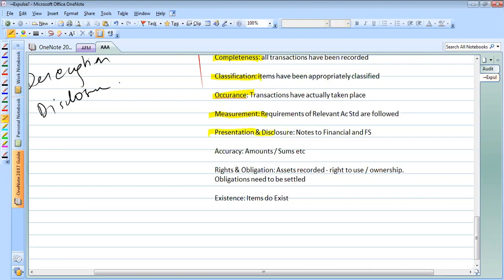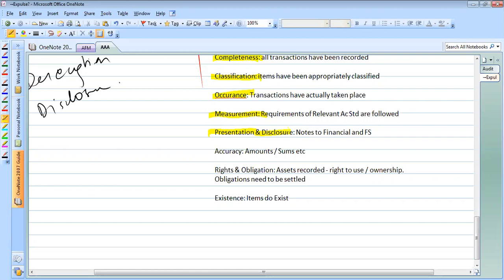The presentation and the disclosure. Now what do I mean by this? This refers to that when the financial statements have been prepared, they have shown the items in an appropriate manner, the way that they should have been shown. The way the P&L should have been prepared, which is the sales less the cost of sale, it's been done exactly the same way. That's what they mean to say when it comes to presentation.